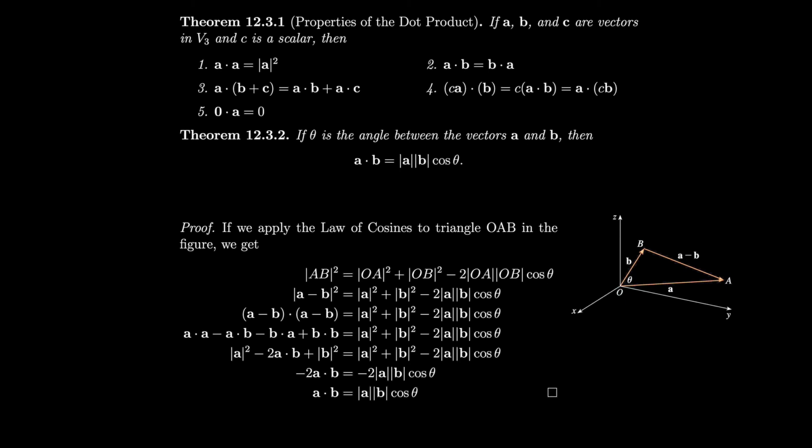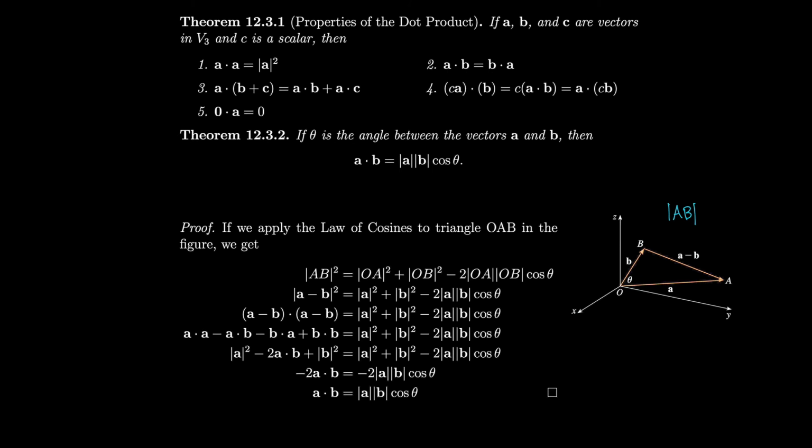We apply the law of cosines to our triangle, which says that we can take the distance from this part to this part. It's AB, capital AB. So that distance is the length of the side of the triangle.